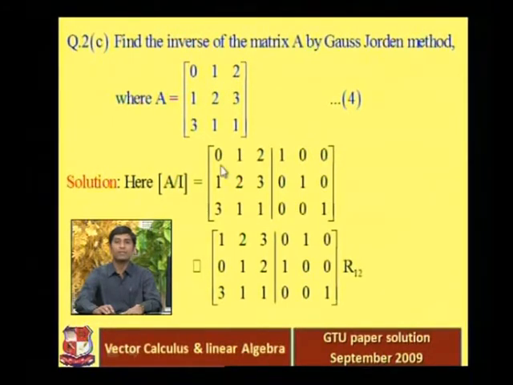So the first row is 0 1 2 1 0 0, the second is 1 2 3 0 1 0, and the third is 3 1 1 0 0 1. The first step is to interchange the first and second rows, because we want a leading entry of 1. Here in the first row the first element is 0, so we want 1. In the second row the first element is 1, so we interchange the first and second rows.